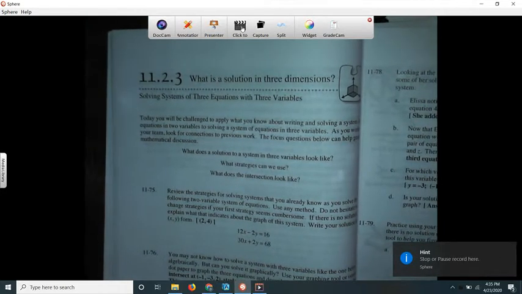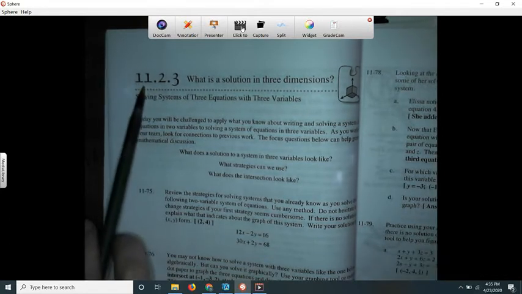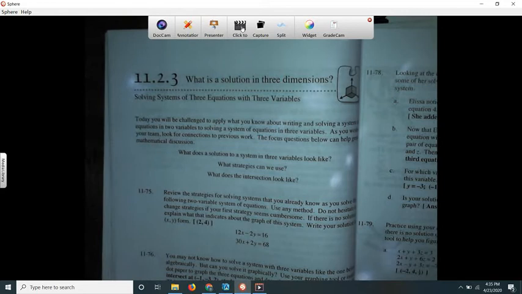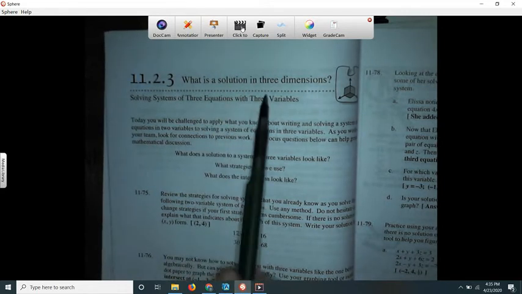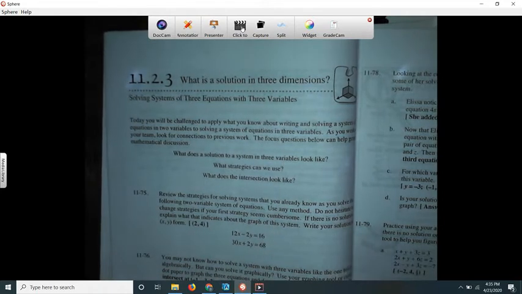Here's your integrated 3 video lecture for 11.2.3. What is a solution in 3 dimensions? Solving systems of 3 equations with 3 variables.